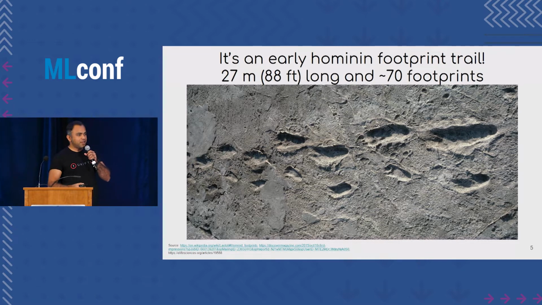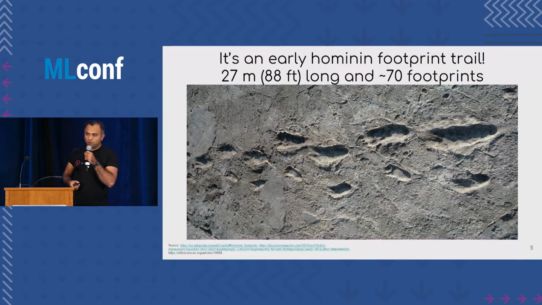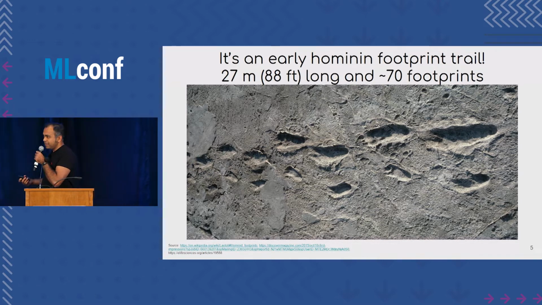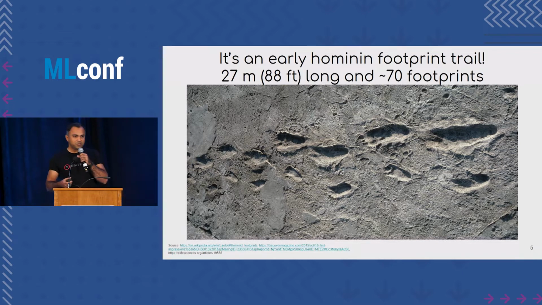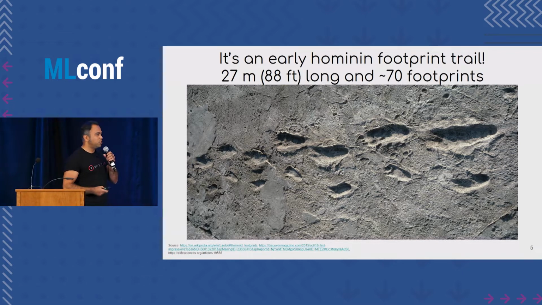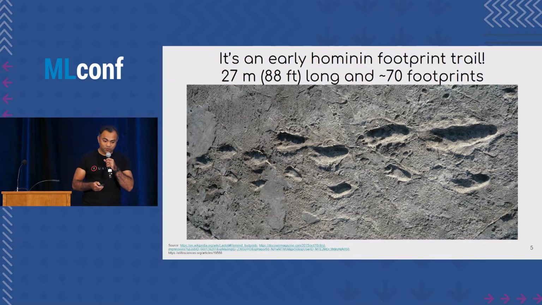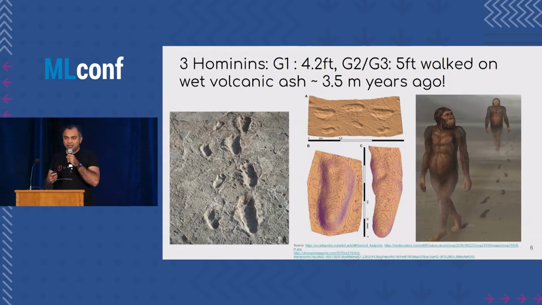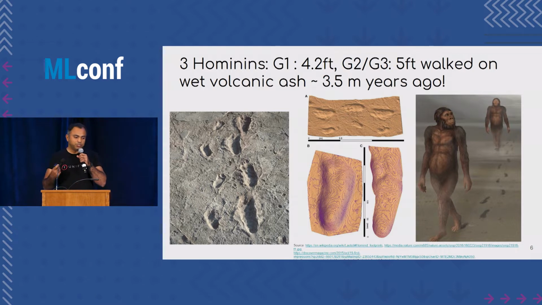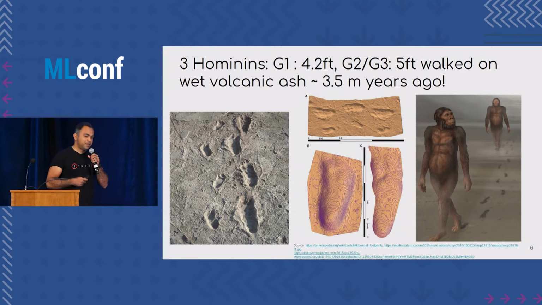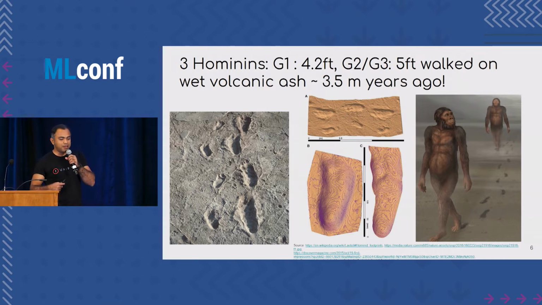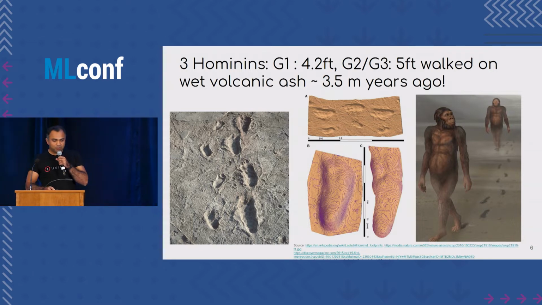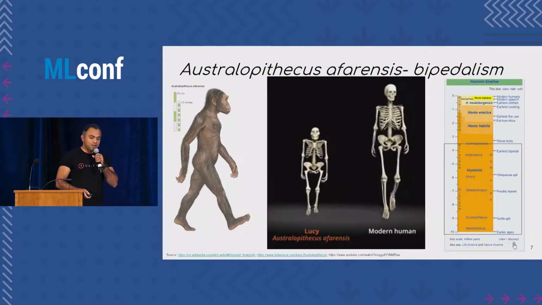This is the first ever proof of human bipedal gait, that is the ability of humans through our evolution to be able to walk on our 2 feet. So it's mapped to 3 hominins. The subjects are called G1, G2, G3. It's probably parents and a kid following behind them. This happens roughly about 3.5 million years ago.